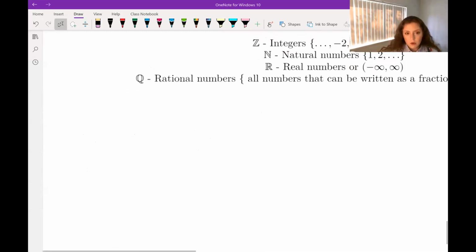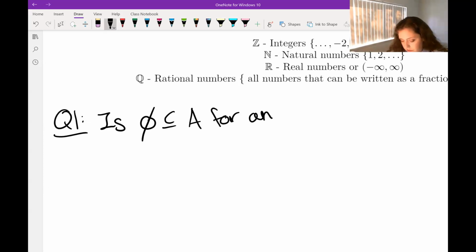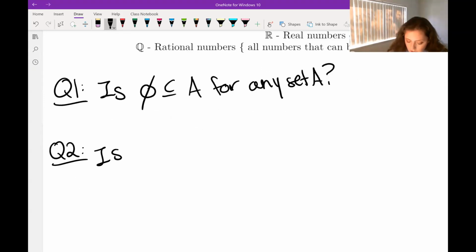Now I'm going to ask 2 questions, and then I'll answer them, so you can pause it after I write them. Question 1: is the empty set a subset of A for any set A? Question 2: is A a strict subset of A? Take this time to pause.